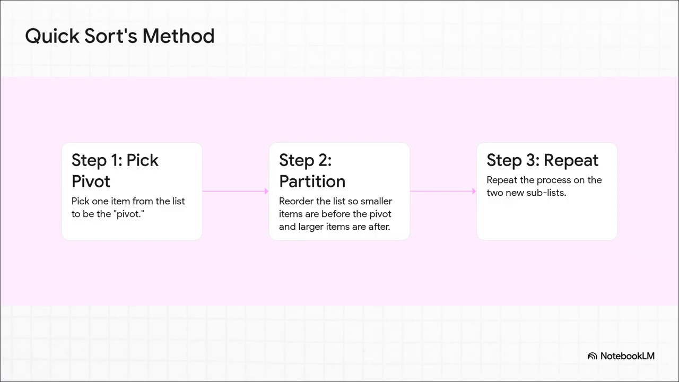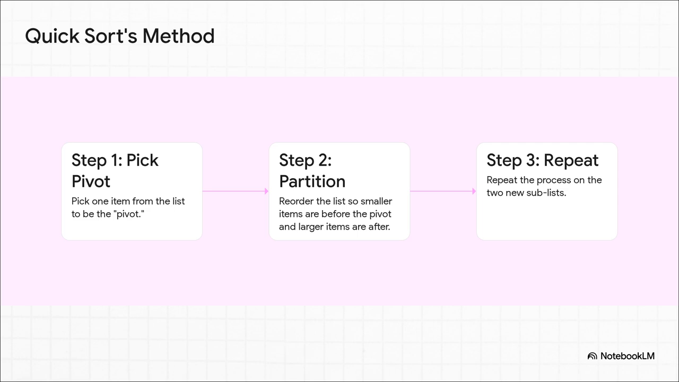So Quicksort's whole game plan revolves around this one idea, the pivot. It just picks any item from the list, doesn't really matter which one, and calls it the pivot. Then, in one fast move, it rearranges the entire list. Everything smaller than the pivot gets thrown to the left, and everything bigger gets thrown to the right. So now the pivot is in its final correct spot, and you're left with two smaller, messy lists.